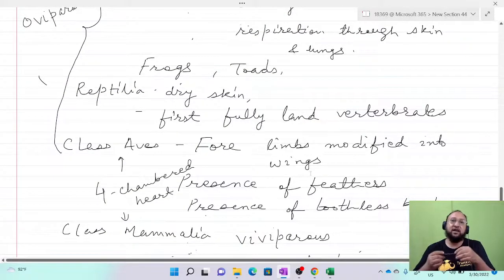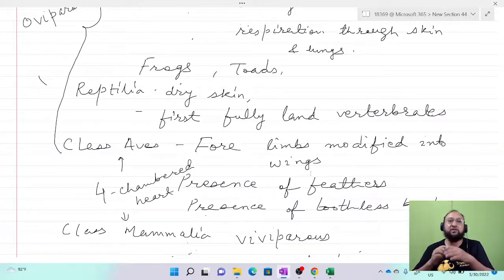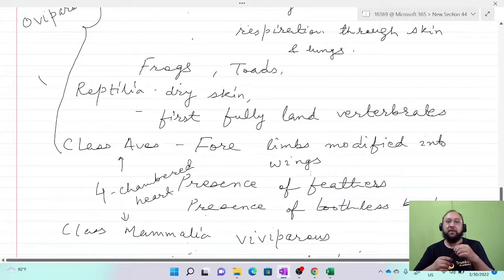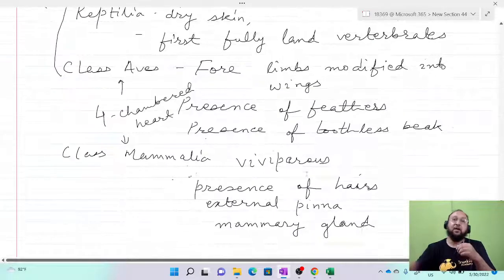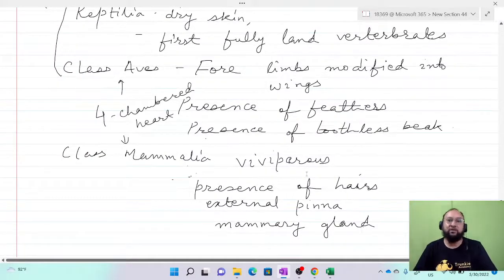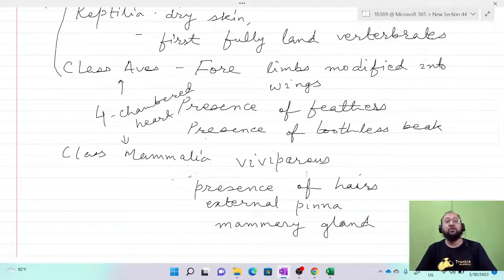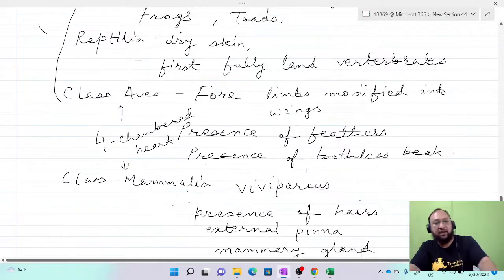Reptilia have dry skin and claws on the digits, and they are the first vertebrates to completely live on land. Forelimbs are modified into wings in the birds, or class Aves, with the presence of feathers and a toothless beak. They are four-chambered like Mammalia, and Mammalia are viviparous unlike the other three classes. Only Mammalia are viviparous, and others are oviparous, they lay eggs. External pinna and mammary glands are other features. So this was all about the division of the Chordata.